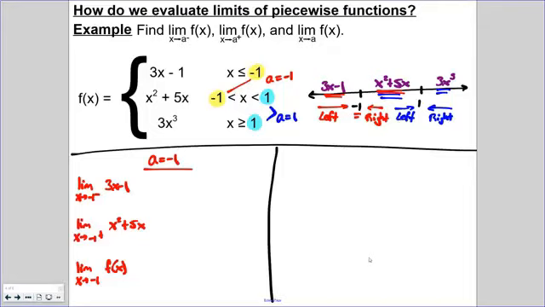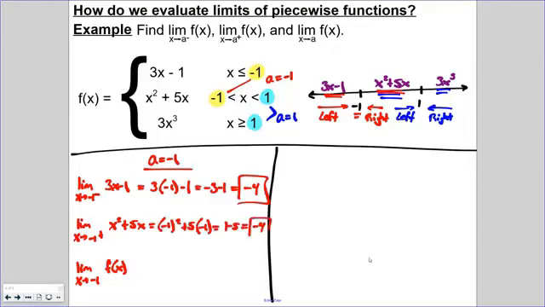We can see that the first two limits are both polynomials, and as we have learned in previous videos, polynomials are continuous, and for continuous functions we can use direct substitution. So that means it's going to be 3 times our a value, which is -1, minus 1, which is going to give us -3 minus 1, or -4. And there we have the limit as x approaches -1 from the left. We can do the same thing for x approaches -1 from the right. So this is going to be (-1) squared plus 5 times -1. That will be 1 minus 5, which also equals -4.